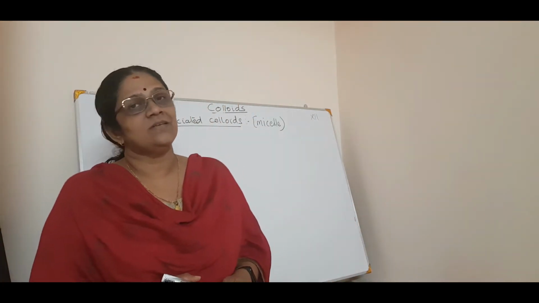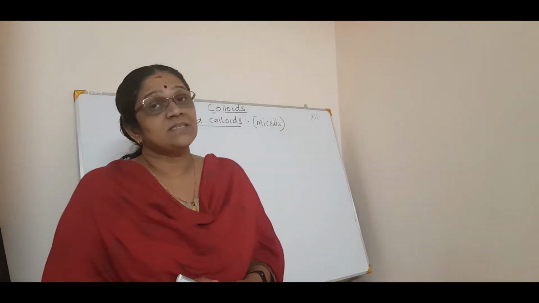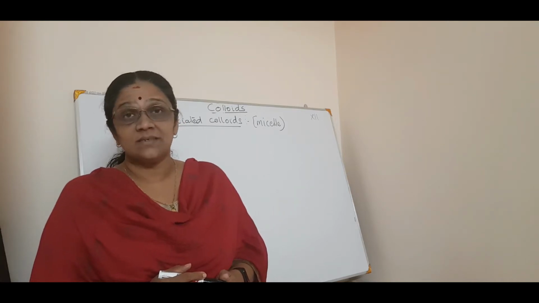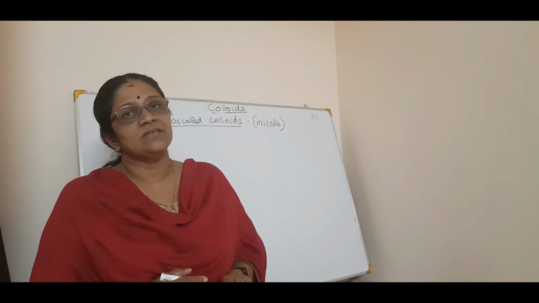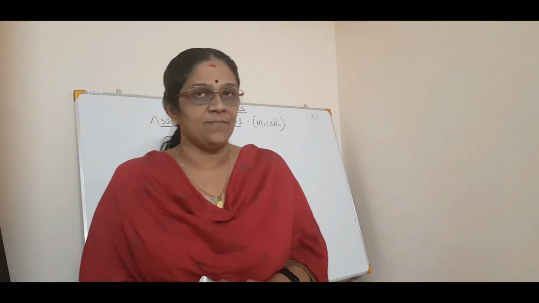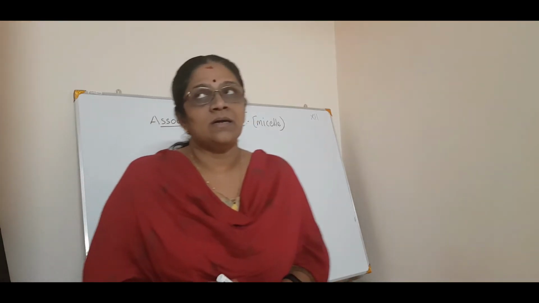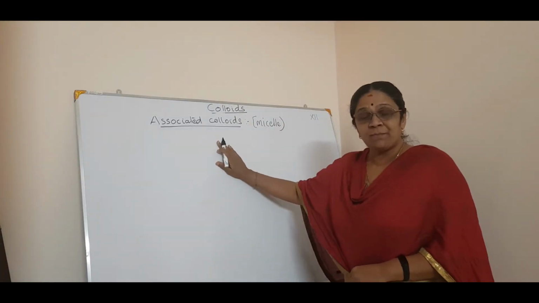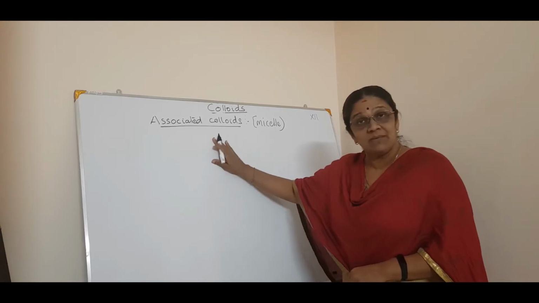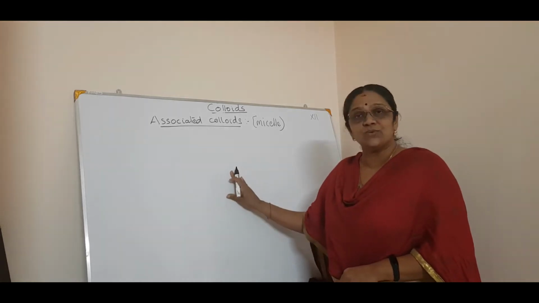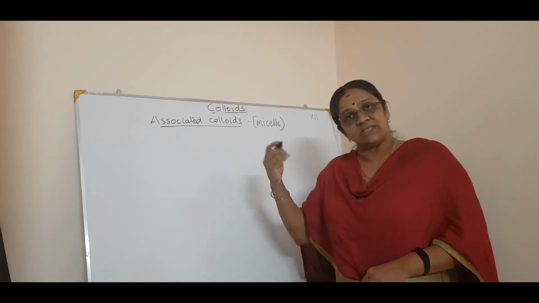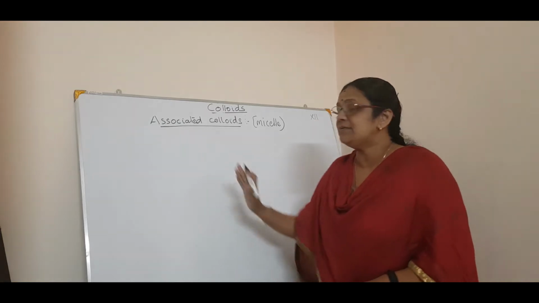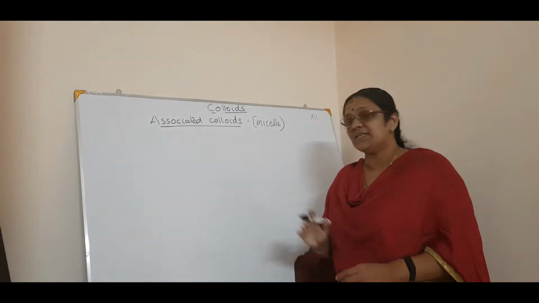Okay, so we'll start the topic. We were discussing the classification of colloids, that is the third classification, which is based on the size of the dispersed phase, isn't it? In the size of the dispersed phase, we have seen three types. One is macromolecular colloids, second is multimolecular colloids, and the third is associated colloids. We have discussed the other two, that is macromolecular and multimolecular. Now today we will see what associated colloids are.